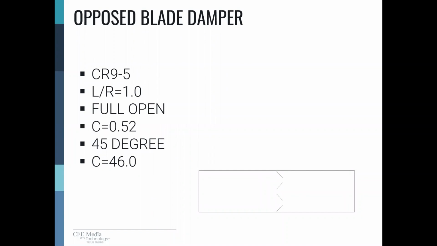And the last damper that we looked at was the opposed blade damper, where the blades alternately go left and right. This was designed CR9-5. It's the same L over R ratio. At full open, the C is 0.52. And at 45 degrees, the C is 46. So it really gets bad then on your losses when it's set at 45 degrees. It's not too bad if the blades are parallel to the airflow.